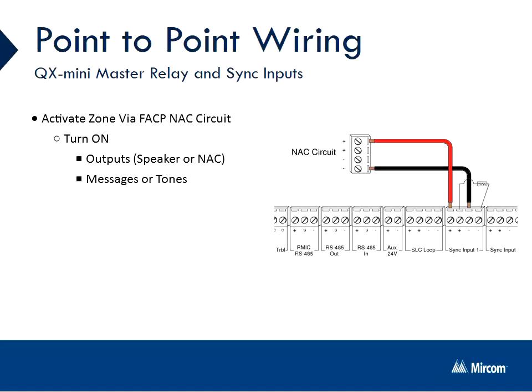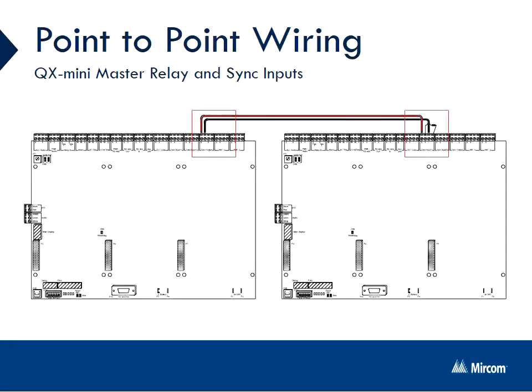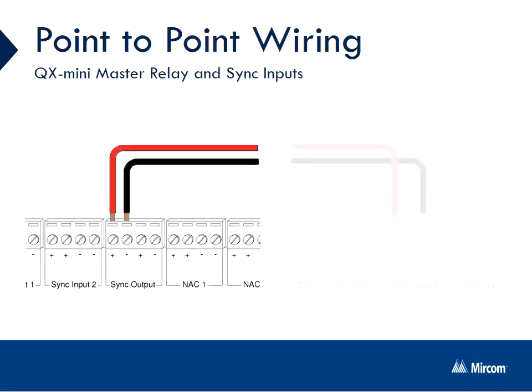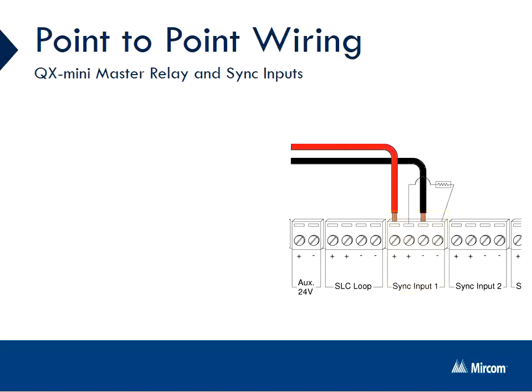The second function of a sync input is to receive sync from either a fire alarm panel NAC circuit, an external sync module, the QX Mini master sync output, or a QX Mini BP booster panel sync output. To wire the sync input and outputs, connect the twisted pair from the sync output 1 positive and negative terminal on the QX Mini master panel or booster panel, depending on which panel will be driving the sync. Take those wires to the booster panel and wire into the sync input positive and negative.